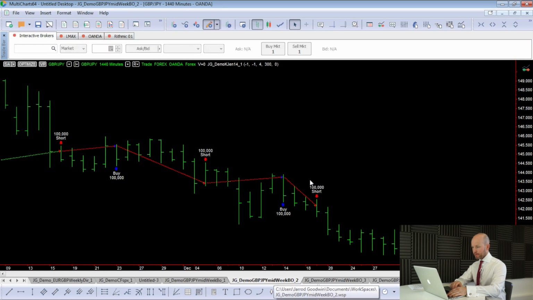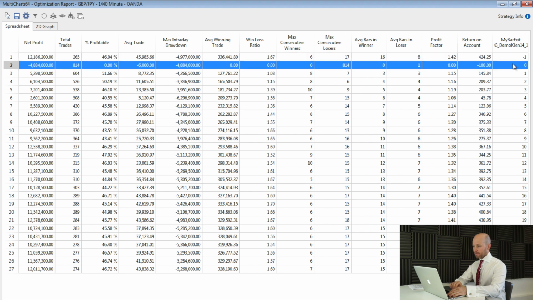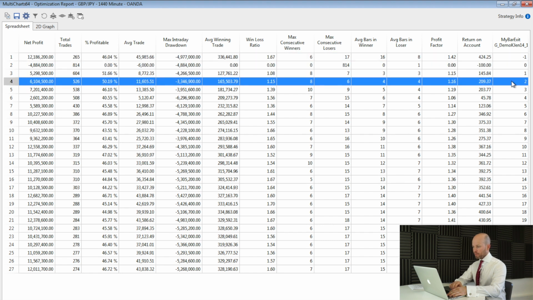In the next workspace, we're going to look at using a simple X bar or X day exit. So exit after 2 bars, 4 bars, 6 bars, etc. And I've run the optimization from -1 as an input. That's what we've just seen, the stop and reverse strategy, which makes 12 million. Then exit on the same day, and then after 1 bar, 2 bars, all the way through to 25 bars.